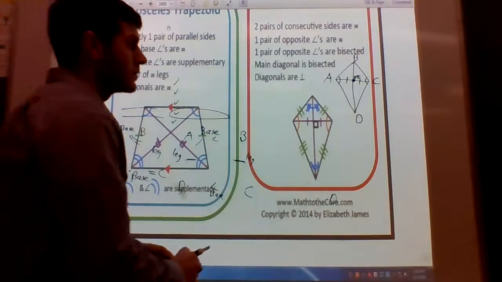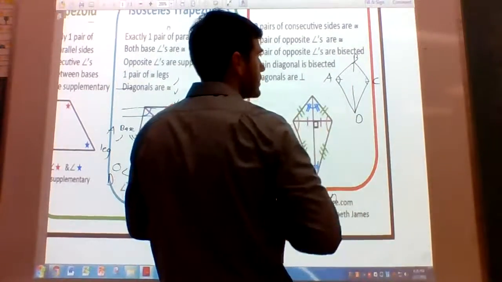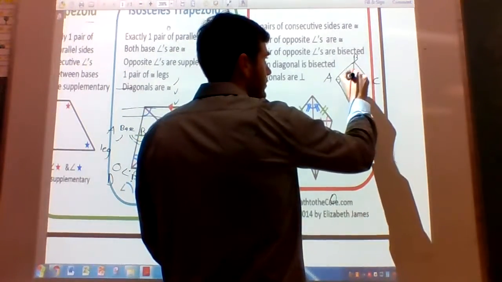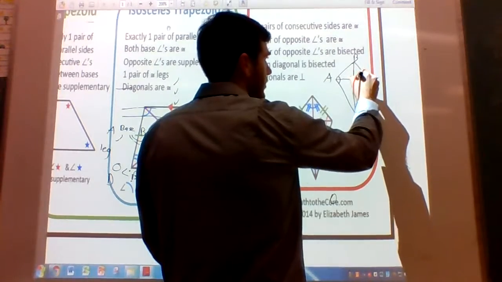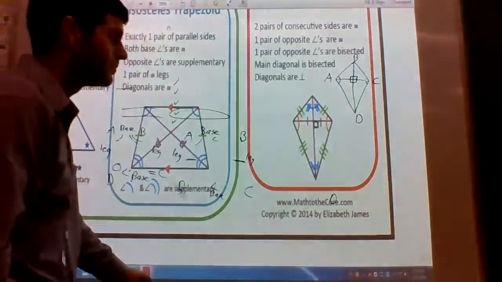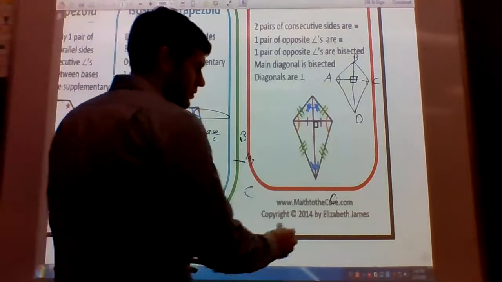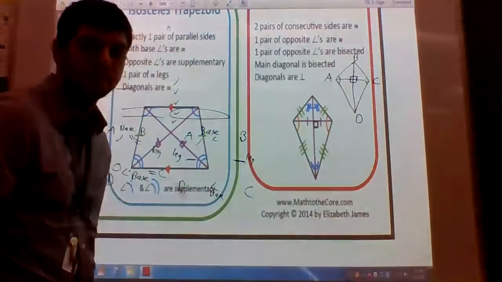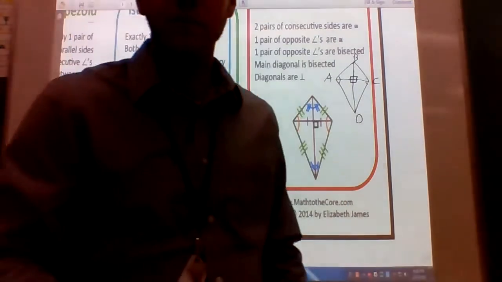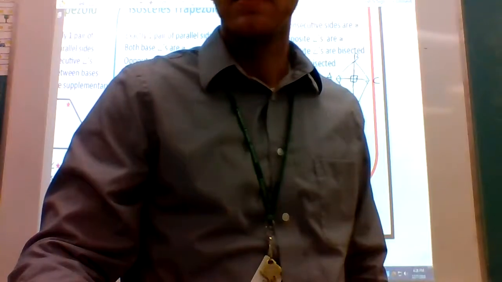Okay, and the last one is that the diagonals are perpendicular. So we know perpendicular lines form right angles. So we know we're going to have four right angles. That is a kite. Okay, so I'm not sure if this was the most useful video, but it's out there if you guys need it.